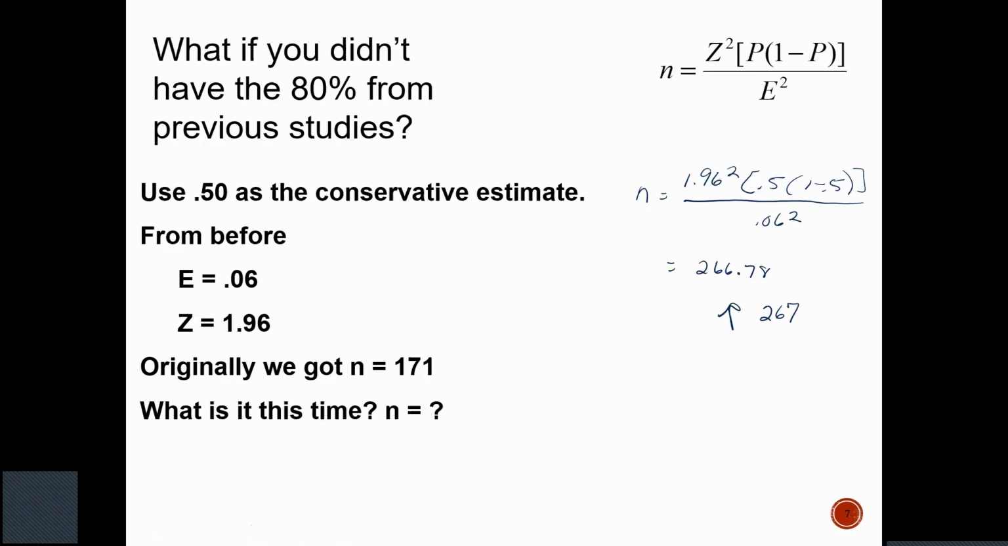Okay, so notice last time it was 171 with more information. With less information, so more uncertainty, taking the conservative route, it goes up quite a bit to 267. That's it for proportions.